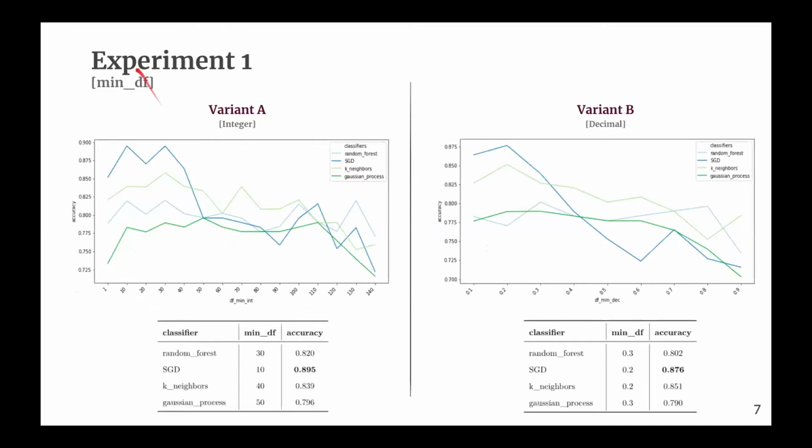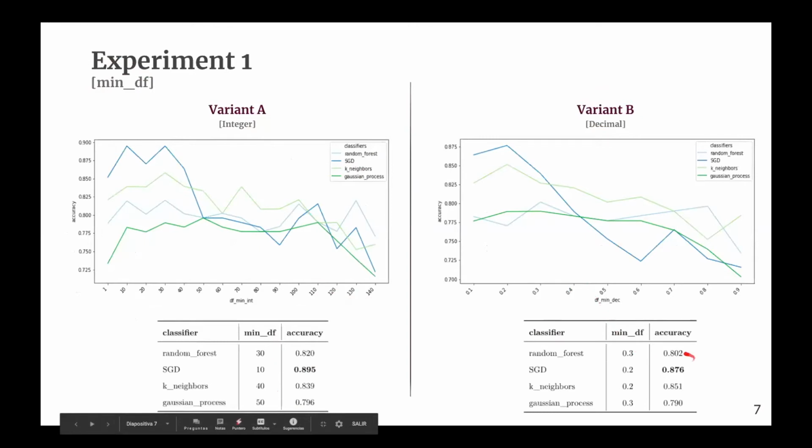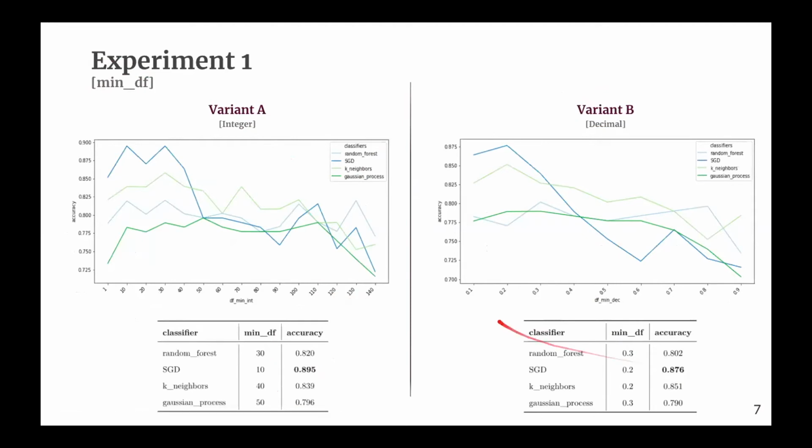When we move on to the second parameter that we were trying, which was min_df, we can see that regardless of whether we're using integer values or decimal values, there is a trend in both of them. Having greater values for min_df is actually decreasing the accuracy for our models. The top accuracy that we got was 89.5 for integers, and for decimals it was 87.6. So it's important to notice that although we're trying out the same parameter, having integer values gives a better result.